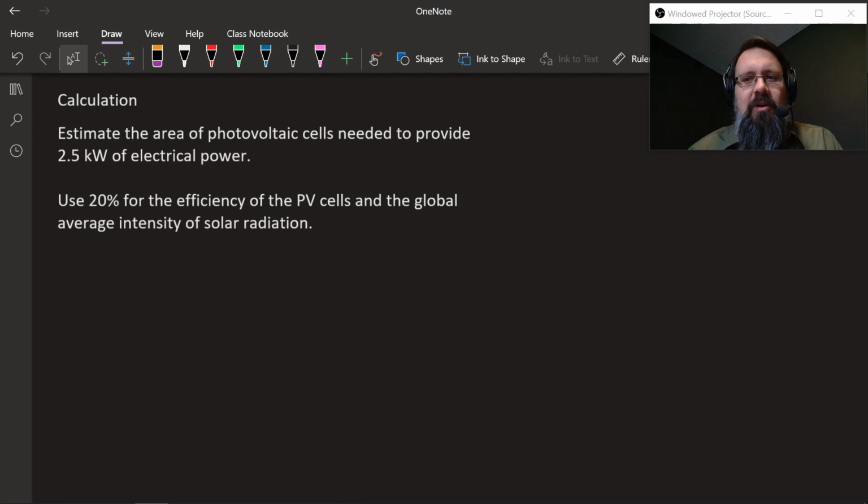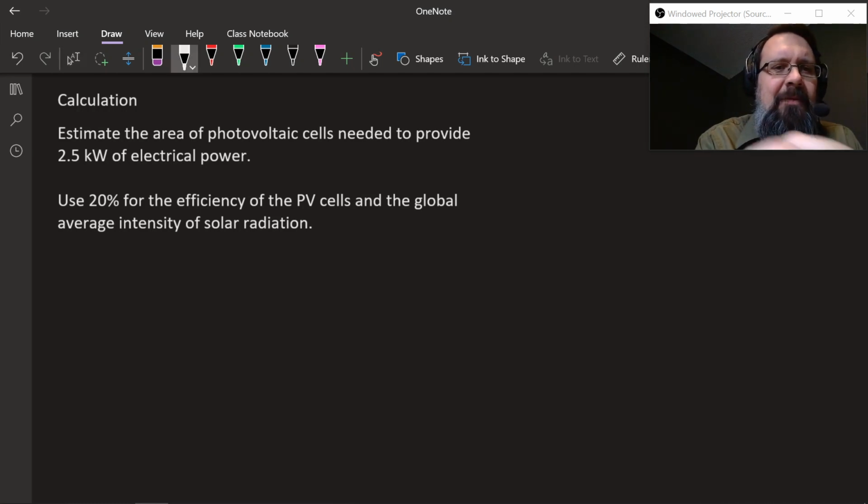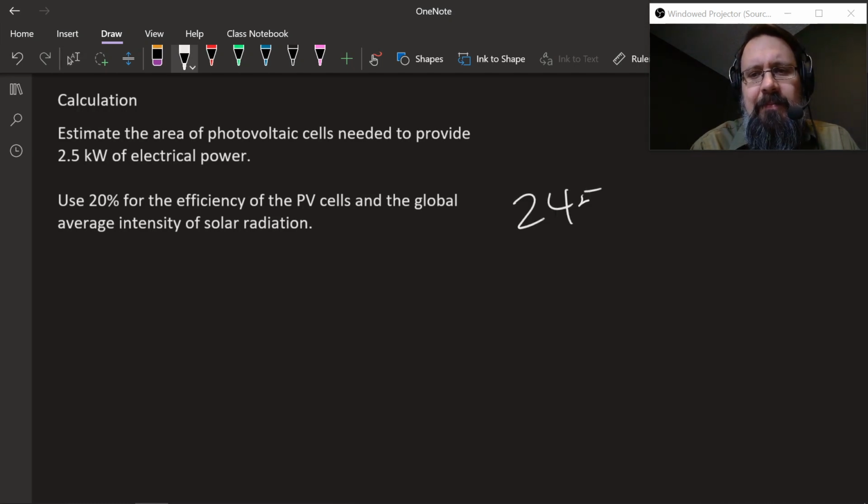So what area of solar panels would we need? We will assume about 20% efficiency. That's pretty low. We're being a little bit over cautious here in the calculation. Most solar panels are around 30%, but let's just go with 20. And then we'll go with the global average intensity. If you remember what that was, it's 245 watts per square meter. And we're going to go with 20% efficient.